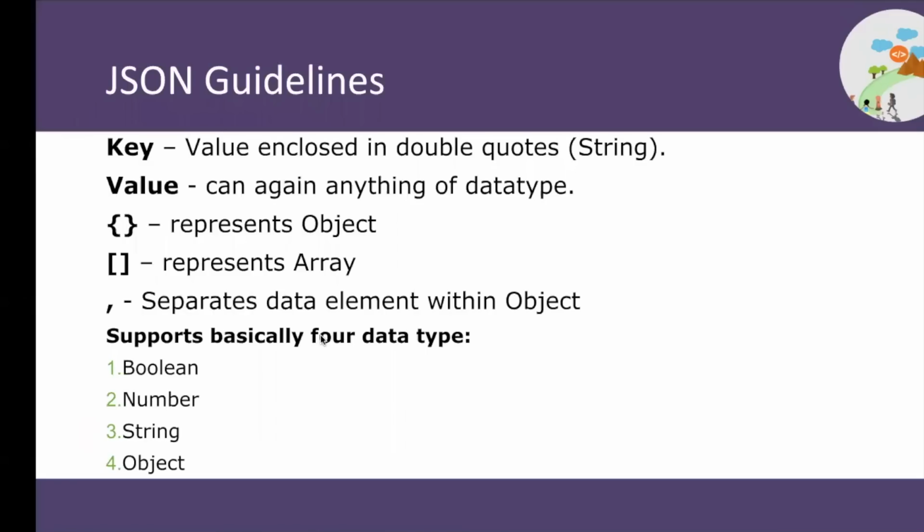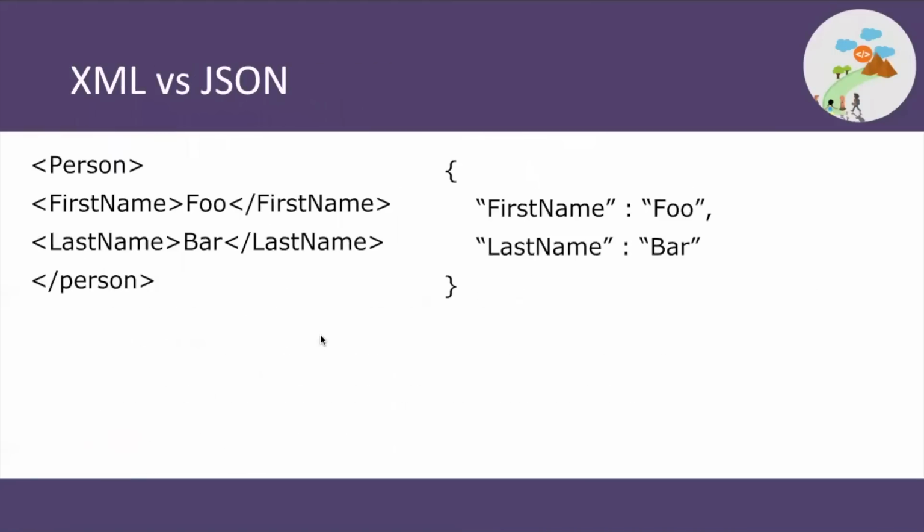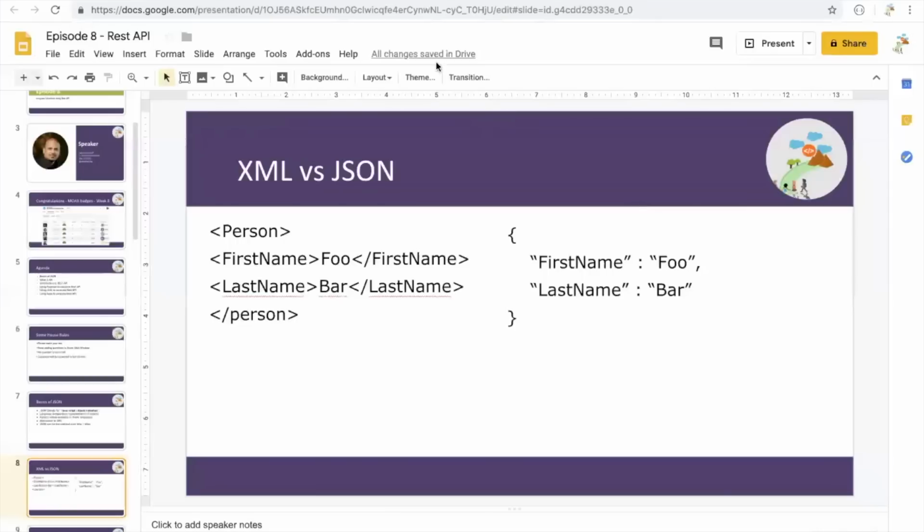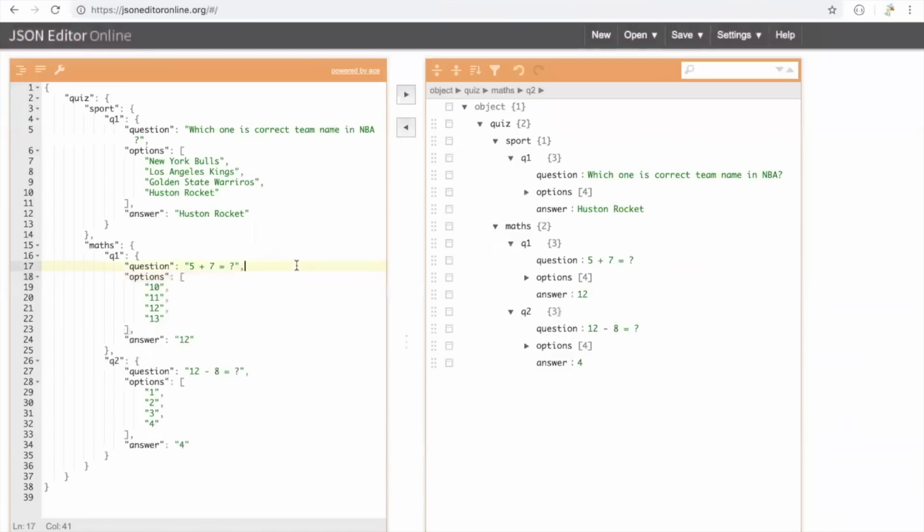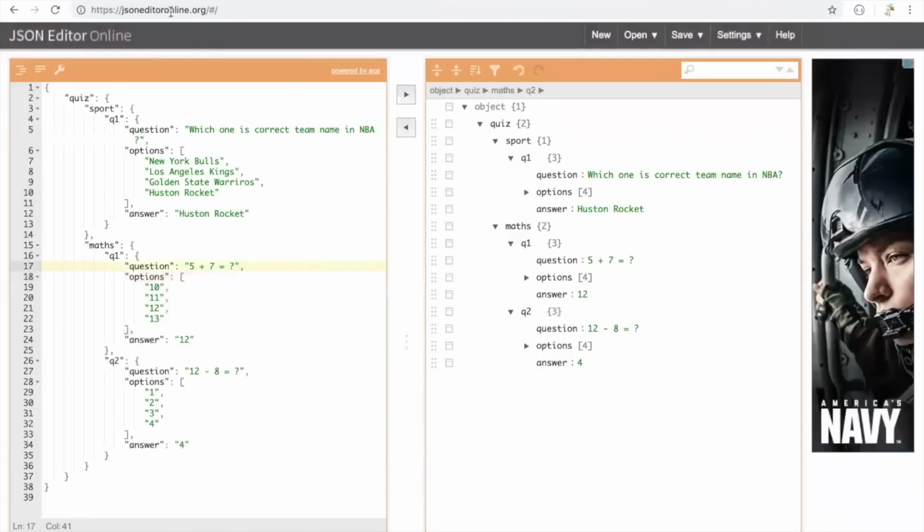So if you go back to our previous slide, here the curly bracket means this is an object. First name is a key, colon, value. And the two values are separated using a comma. Now they are in double quotes, that means they are strings. Let me show another example of JSON. There are multiple editors available online, and one of the editors is this one, jsoneditoronline.org.